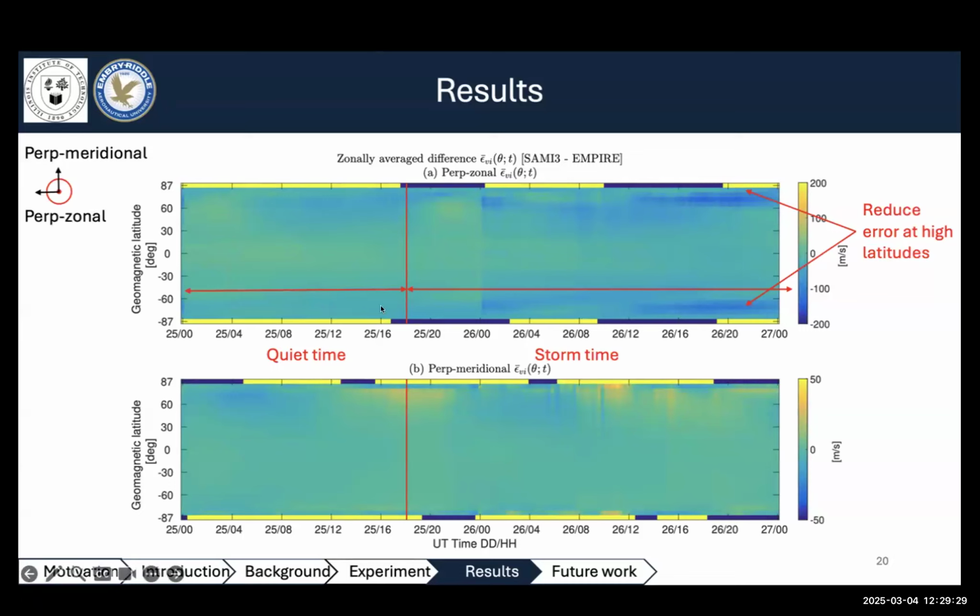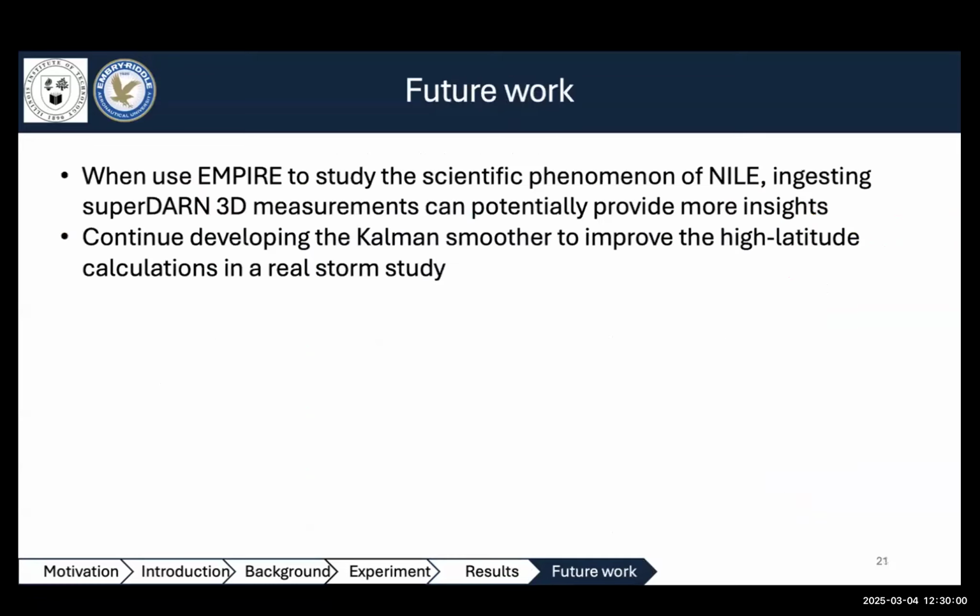Also, time-wise, the storm time also has lower errors during storm time. And it is for both directions, the perpendicular zonal directions and the perpendicular meridional directions. So this could be a good indicator when we implement the Kalman smoother. It can potentially reduce the errors by several magnitudes.